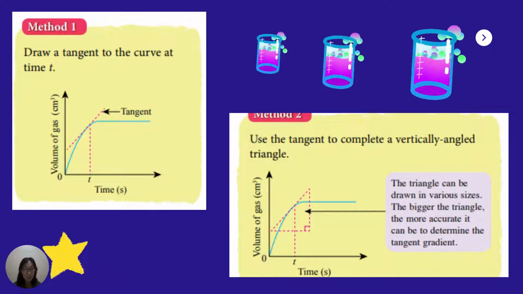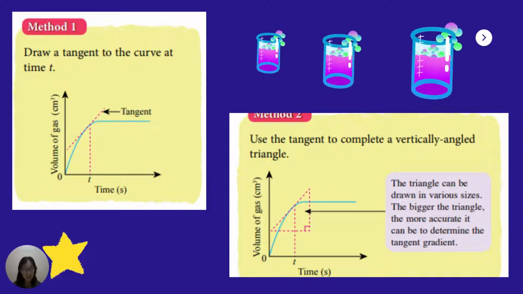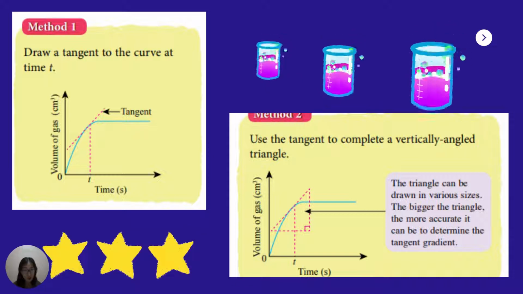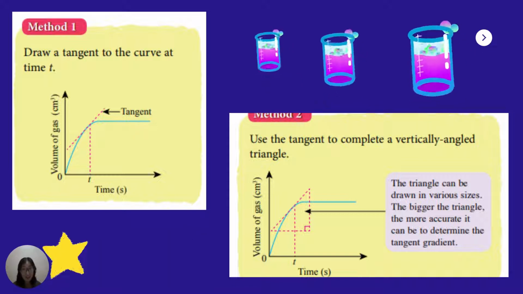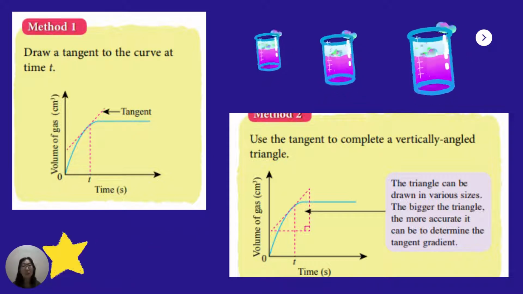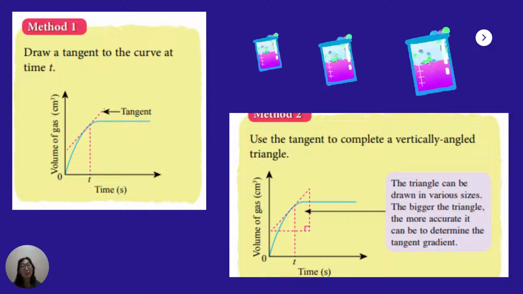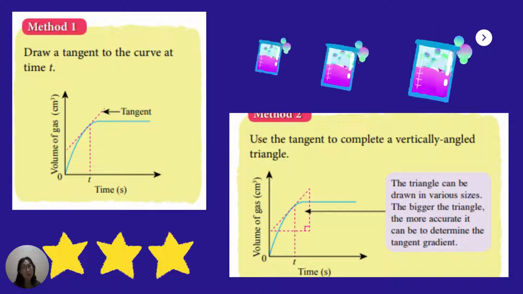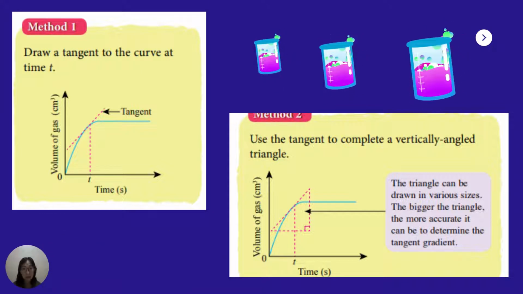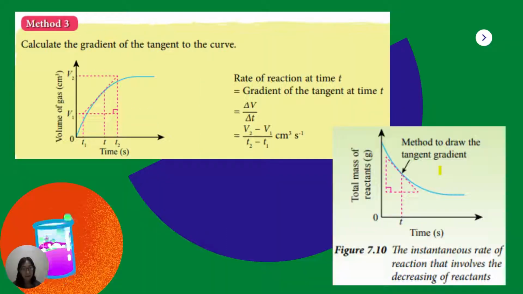Next, use the tangent to complete a right-angled triangle. So here is a right-angled triangle being drawn. The triangle can be drawn in various sizes. The bigger the triangle, the more accurate it can be to determine the tangent gradient. So that's why you should try to draw a bigger triangle.